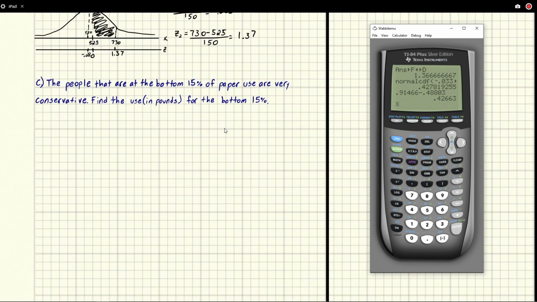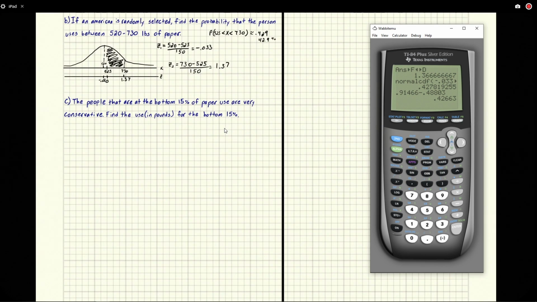Now, finally, part C. It says the people at the bottom 15% of paper use, so they don't use very much paper, are very conservative. Find the use in pounds for the bottom 15%. Oh, I forgot to put my arrows here to show that these keep going. All right, so we've got to find this bottom 15% of people. How much paper can you use and still be considered very conservative?